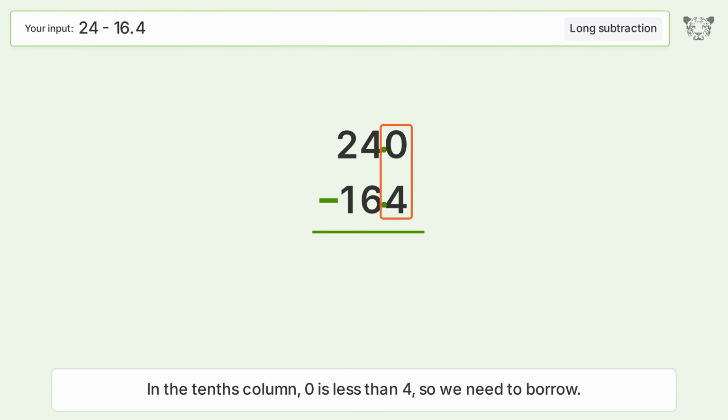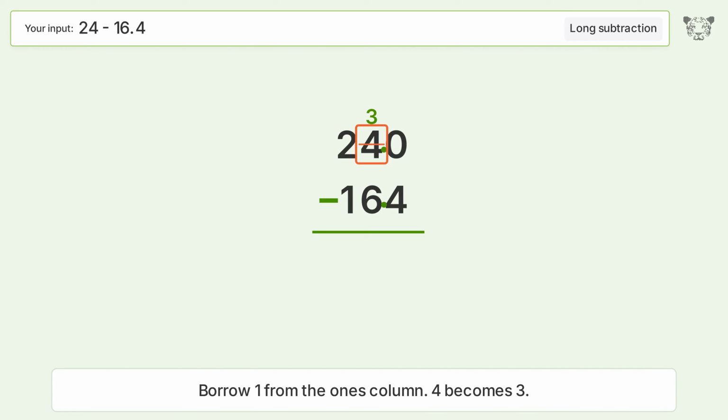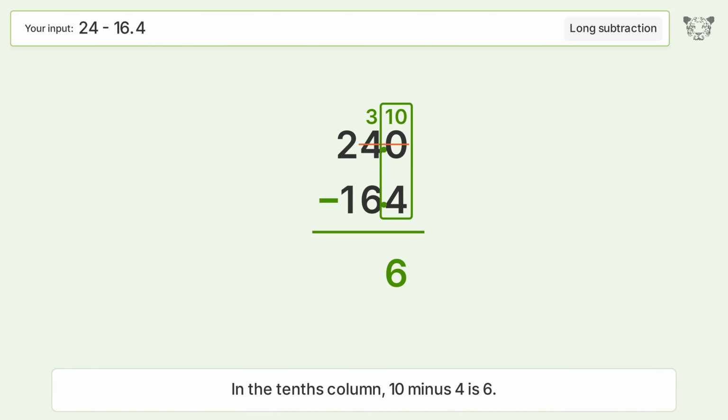In the tenths column, 0 is less than 4, so we need to borrow. Borrow 1 from the ones column. 4 becomes 3. The 0 in the tenths column becomes 10. In the tenths column, 10 minus 4 is 6.